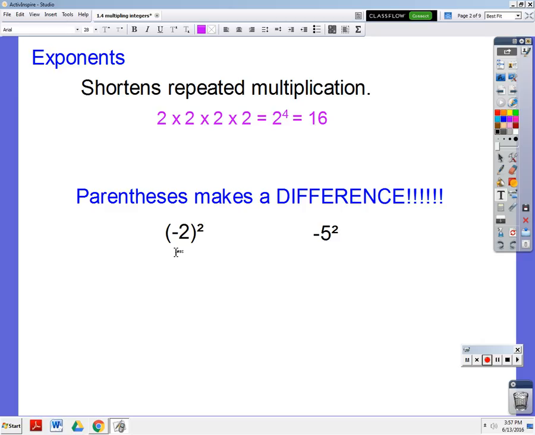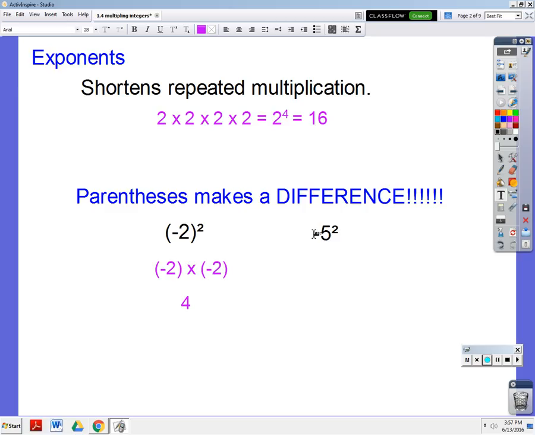So in this first problem where I have the parentheses, this means that I'm using negative 2 two times. So the work would look like negative 2 times negative 2. And a negative times a negative would give me a positive answer. And that would give me an answer of 4. So when the parentheses is there, that negative stays with that number. So we had negative 2 times negative 2.